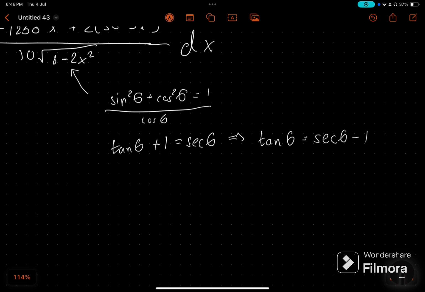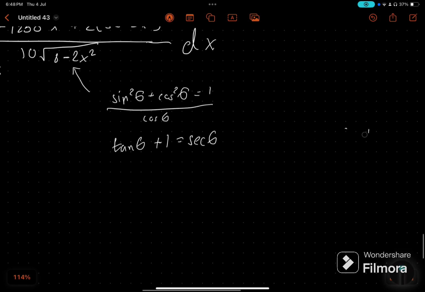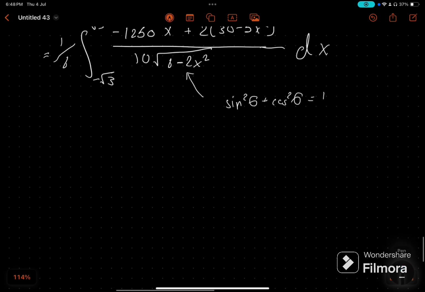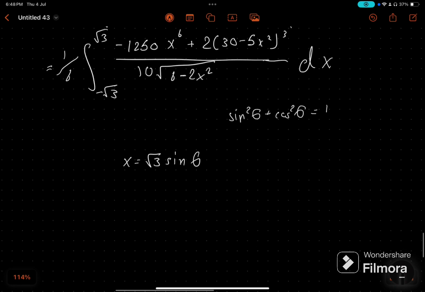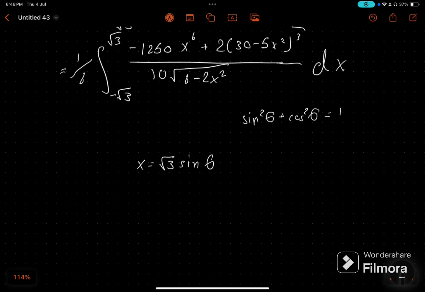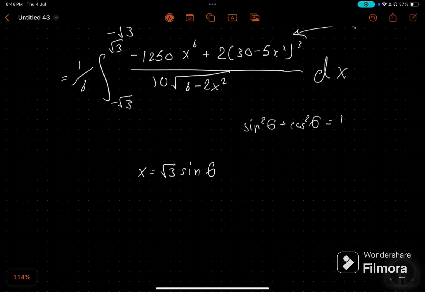No, we can use the sine and cosine. We'll use sine and cosine. So we're going to let x equal sine. Of course, we want this to become 6, so we're going to have 1 over root 3, and I'm going to tell you why. So x equals root 3 sine of theta, this is the value for x that we can use here.